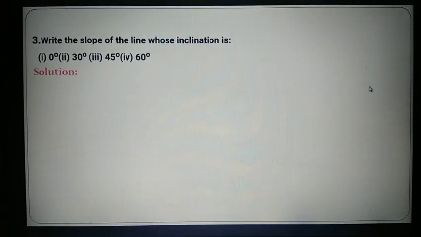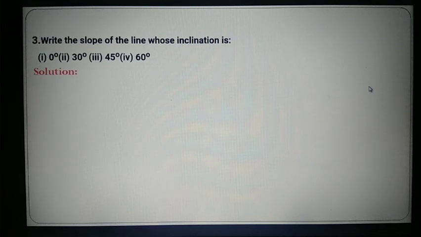Okay, so the next question says find the slope. Slope means m, which is given by tan theta. So the values of theta are given here. So the question is very easy if you have learned your standard angles in trigonometry well. Okay, since we have already done that chapter, our work is going to be very simple.